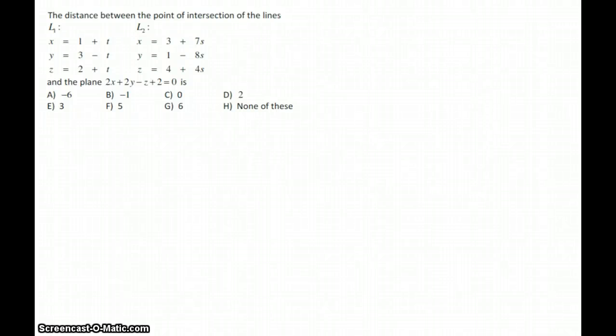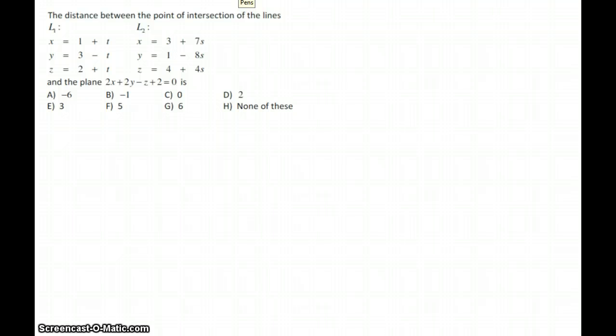I'd like to find the distance between a point and a plane. But this is a two-part question because the point happens to be the point of intersection between the two given lines. And so first we'll go find the point of intersection between the two given lines, and then we'll find the distance between that point and the plane.